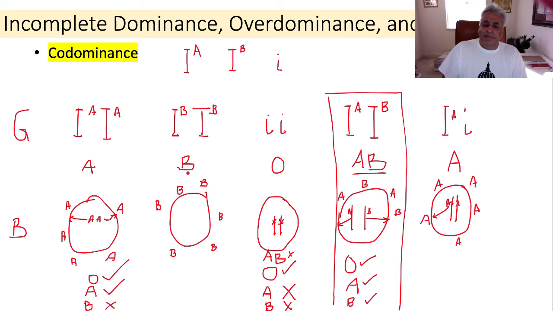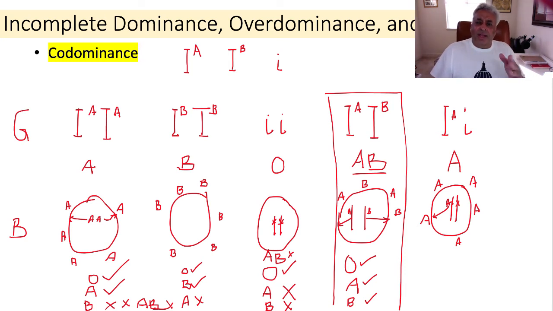Likewise for blood type B. O is okay, B is okay, but A is forbidden. And of course, AB would be forbidden too, because that contains some A in this case. And over here, for this individual, it contains some B, and that would be not good either. So there's a good analysis of codominance. But this system is mixed because I is recessive to both A and B.